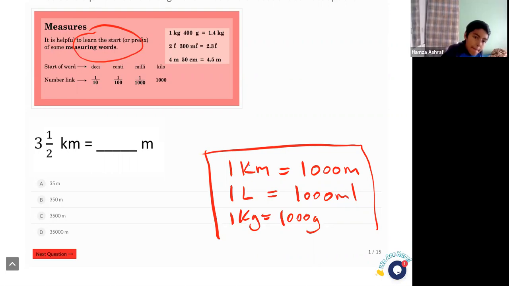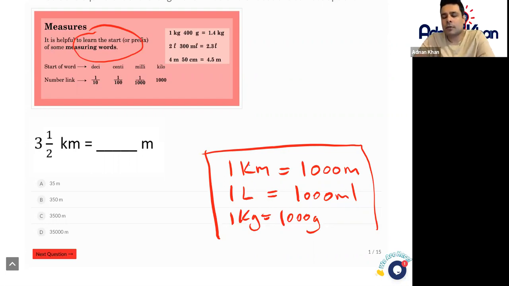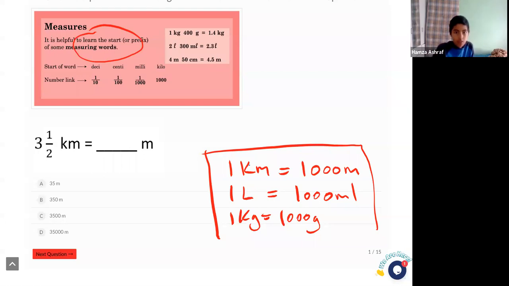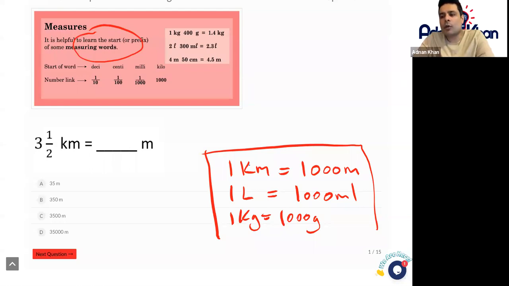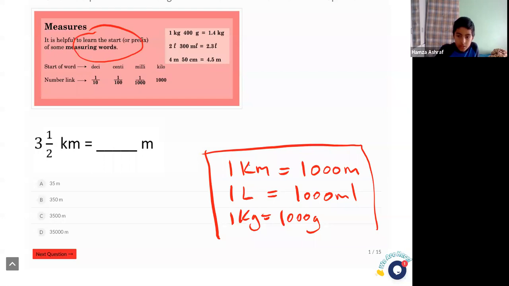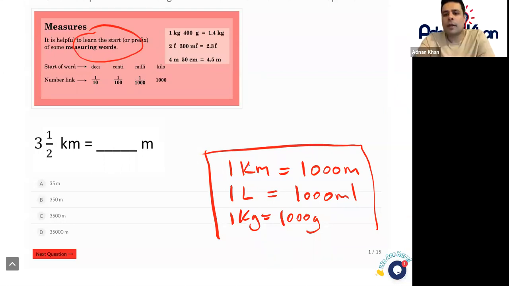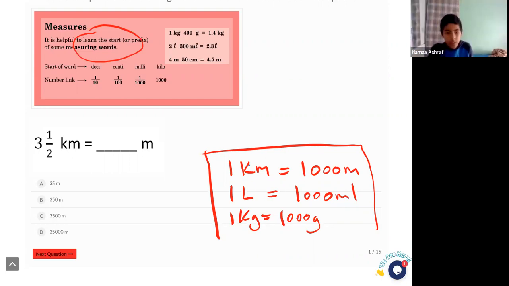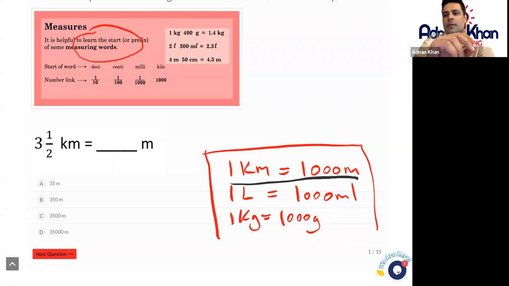I think it's D. So how many meters are there in 1 kilometer? I've written it down on the right hand side. Can you see it on your screen? 1,000. Yes, you can see that. Okay, good. So in 1 kilometer, there's 1,000 meters.